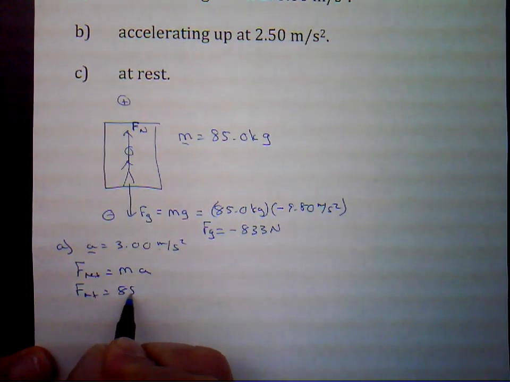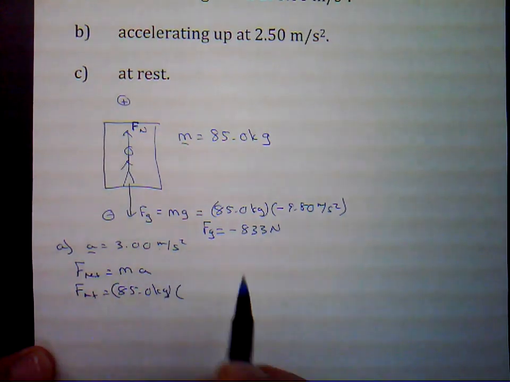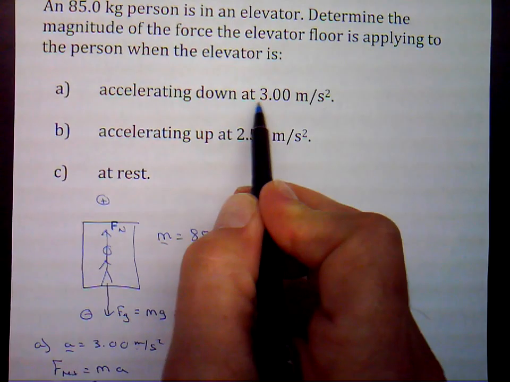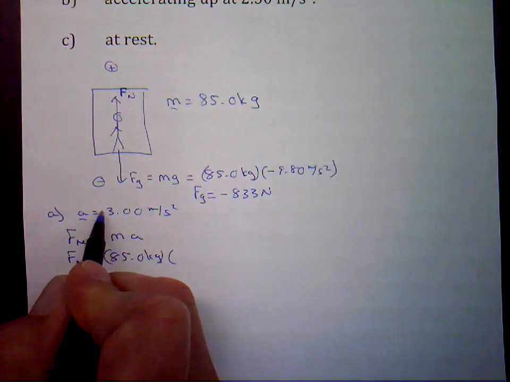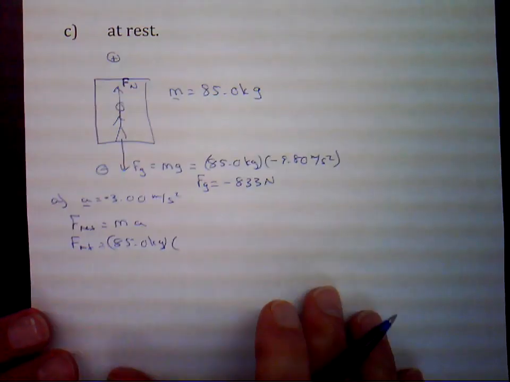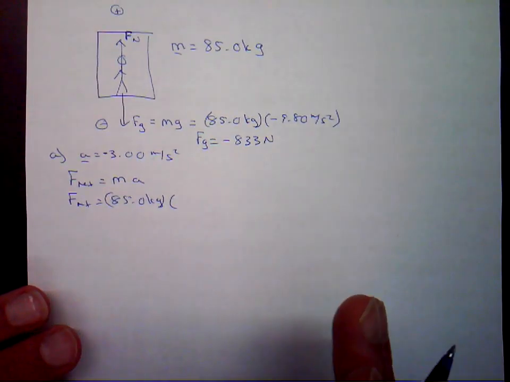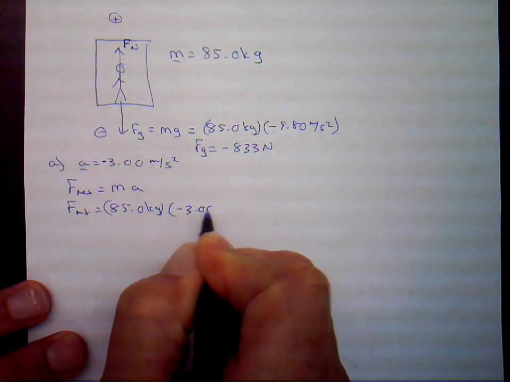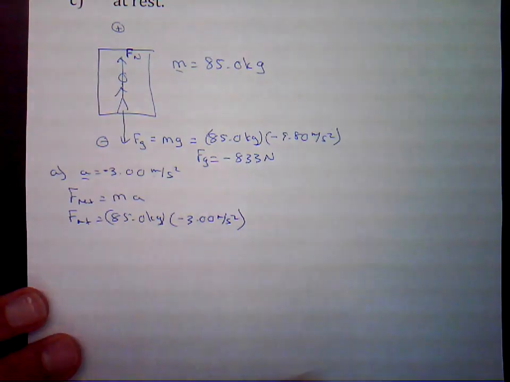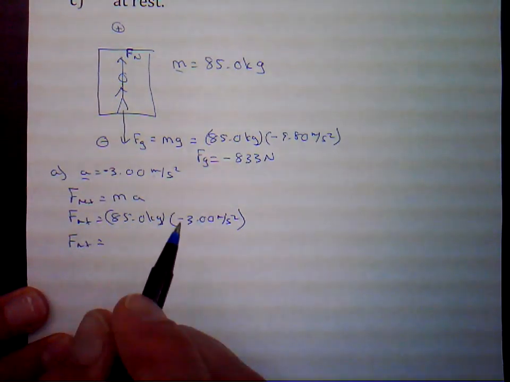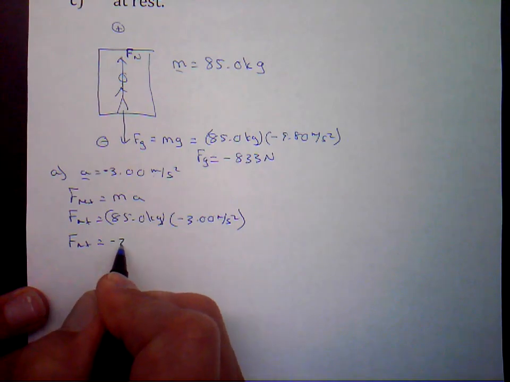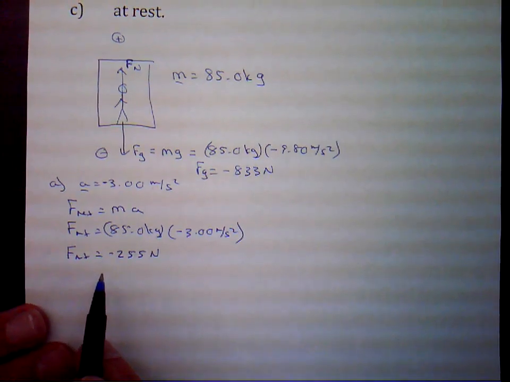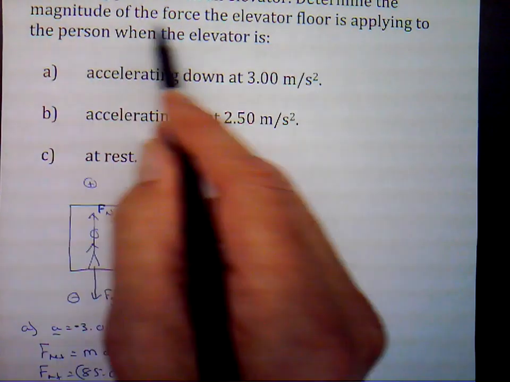So the net force is equal to the mass times acceleration, Newton's second law. The mass is 85.0 kilograms. The acceleration is 3 meters per second squared. Now, this says down at 3 meters per second squared, so this value is actually going to be a negative 3.00 meters per second squared. It's very important to make sure we have the correct signs for any vector that we're using. Acceleration is a vector. So this is going to be negative 3.00 meters per second squared. We do that calculation, and we should get a net force of negative 255 newtons.